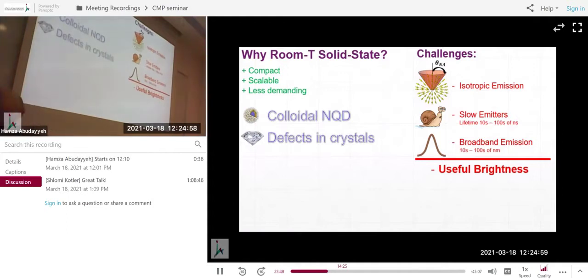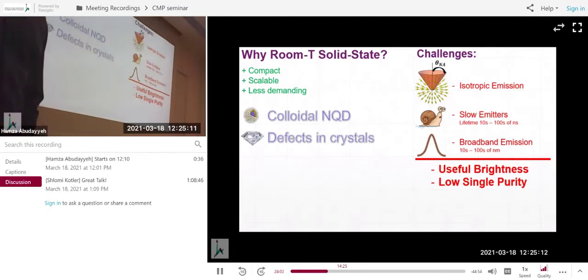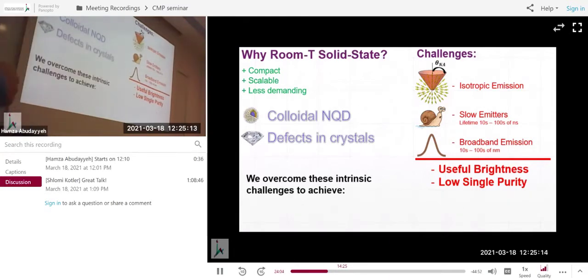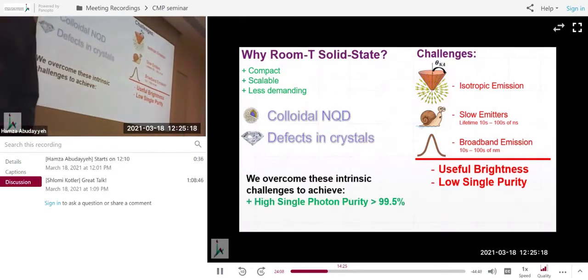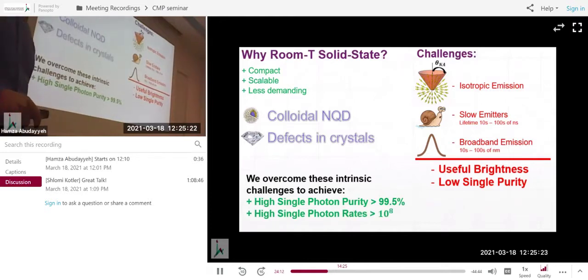So this really limits the useful brightness of these sources, and they've been overlooked a lot because of all of these different shortcomings. And there's an additional problem of single photon purity we'll be talking a bit more about in a moment. My goal today is to show you that we managed to overcome these problems, and we achieved very high single photon purities in the order of 99.5%, along with very high single photon rates on the order of 10 to the 8 photons per second.